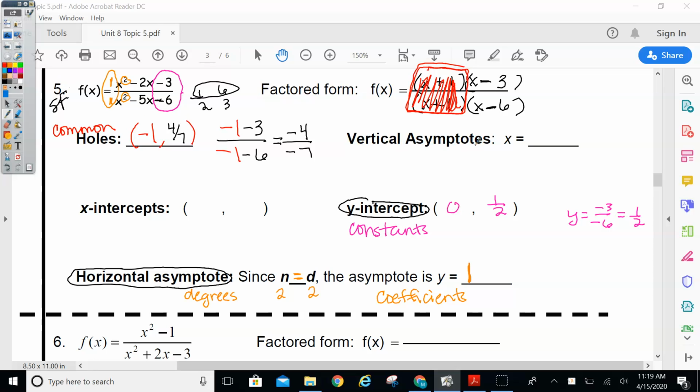Vertical asymptotes are what remains in the denominator, set equal to 0, so that's going to be x equals +6. And then the x-intercept is what's left in the numerator when you set it equal to 0. Add 3 to both sides and we get x equals +3, and then 0 is the y. So if you actually want to do that, set equal to 0, add 3, x is 3. That's what we're doing here. Same thing for the vertical: add 6, add 6, x is 6.